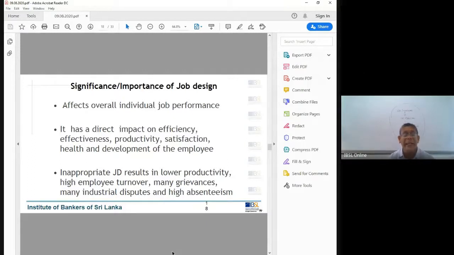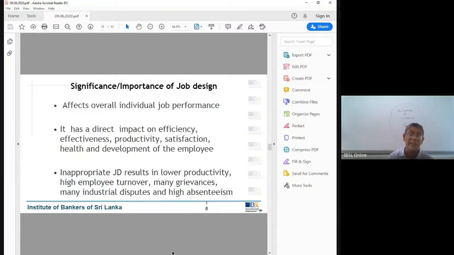It affects overall individual performance. Your job tells you what your tasks are, what your duties are, and what your responsibilities are. It has an impact on your efficiency, effectiveness, productivity, satisfaction, health, and development as an employee. The things you work on, you do efficiently and effectively. It improves your productivity, improves your satisfaction, and helps your development.